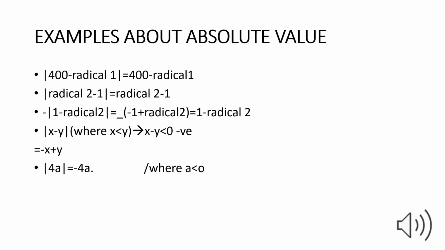2. Absolute value of radical 2 minus 1. Radical 2 squared is equal to 2. 1 squared is equal to 1. Radical 2 is greater than 1. So we leave it because radical 2 has a positive sign.